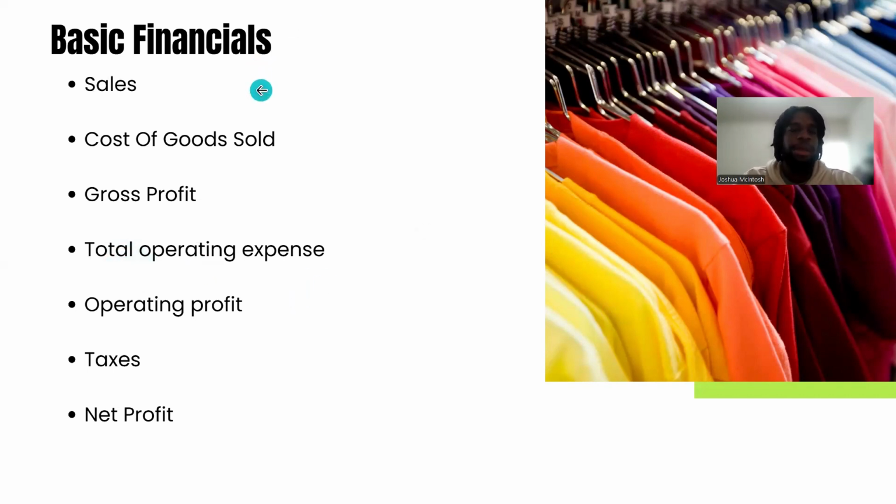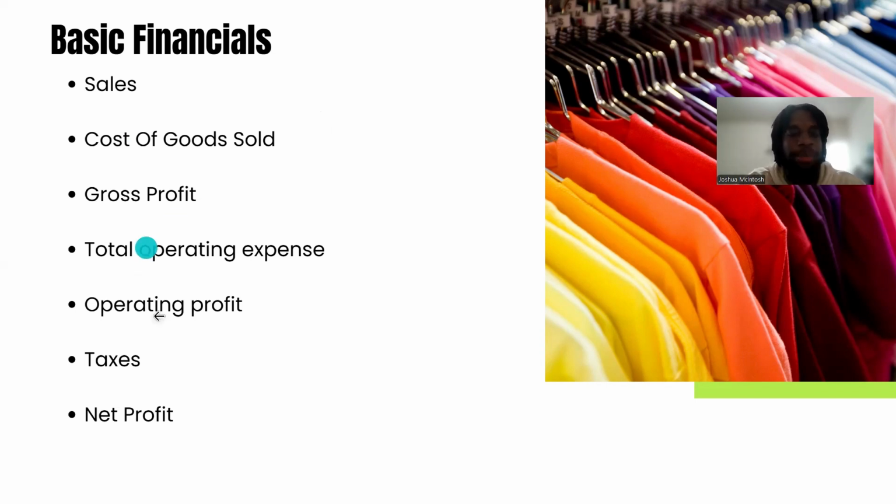So the sales is the money that you're making from selling the product inside your business. Your cost of goods sold is the cost of the materials that it takes to create the product inside your business. And if you take sales and subtract the cost of goods sold, you get your gross profit, which is going to be the money you make before the rest of your operating expenses.